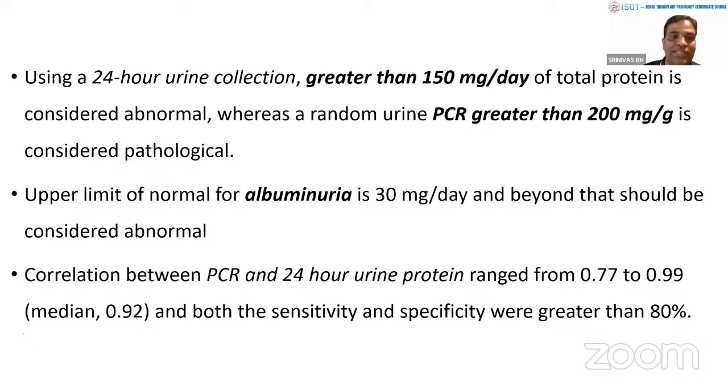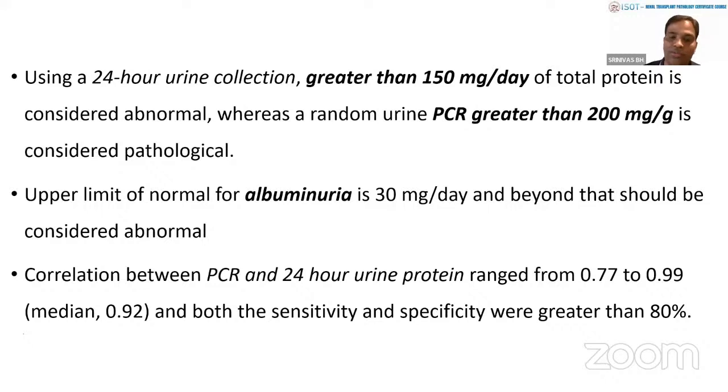So usually there are three ways of collecting post-transplant proteinuria: either 24-hour collection, albuminuria, or the PCR. Usually the 24-hour urinary protein as well as the PCR are both really good. Studies say that the correlation between the PCR and 24-hour urinary protein ranges from 0.77 to 0.99.